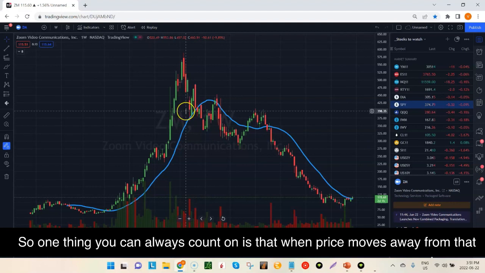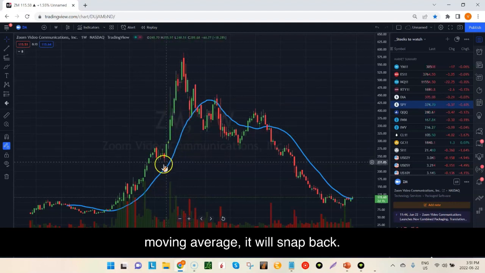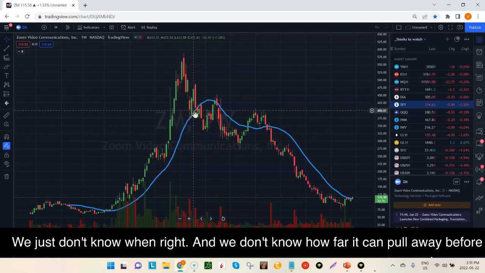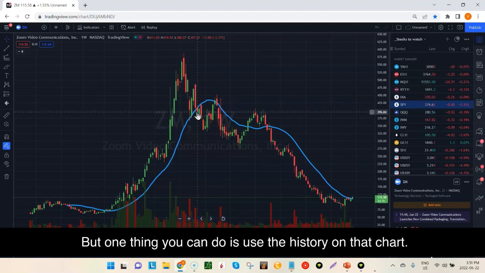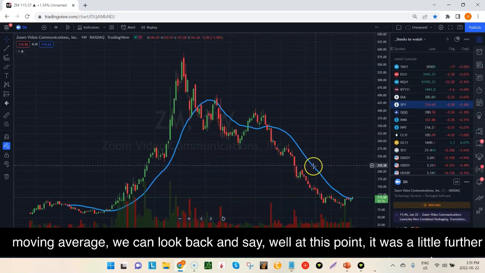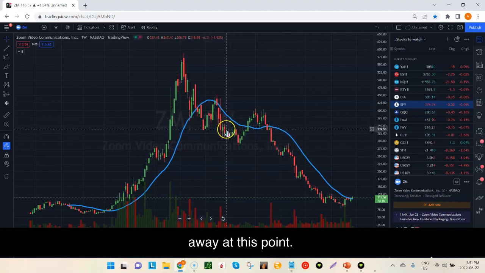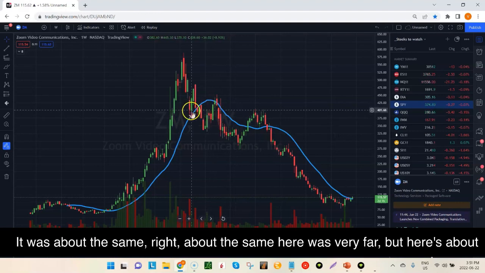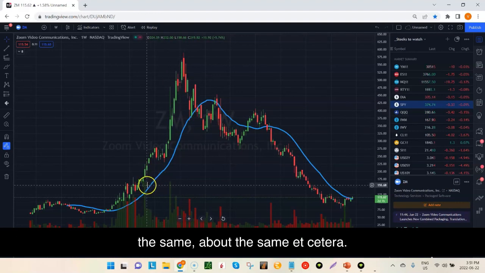So one thing you can always count on is that when price moves away from that moving average, it will snap back. We just don't know when, and we don't know how far it can pull away before it snaps back. But one thing you can do is use the history on that chart. In other words, if we're over here and we're judging the distance we are from that moving average, we can look back and say, well, at this point it was a little further away. At this point it was about the same. Here was very far, but here's about the same, etc.